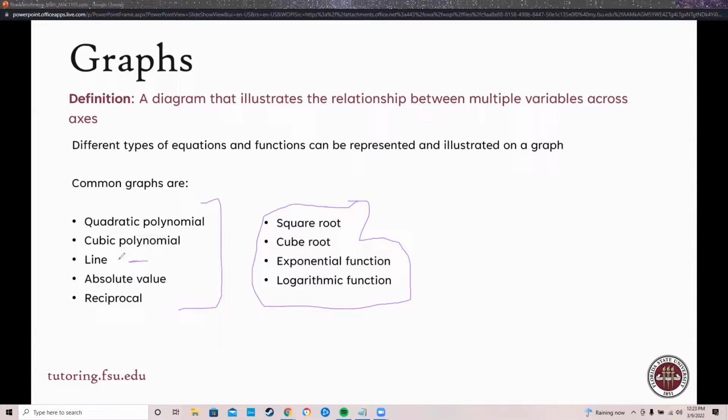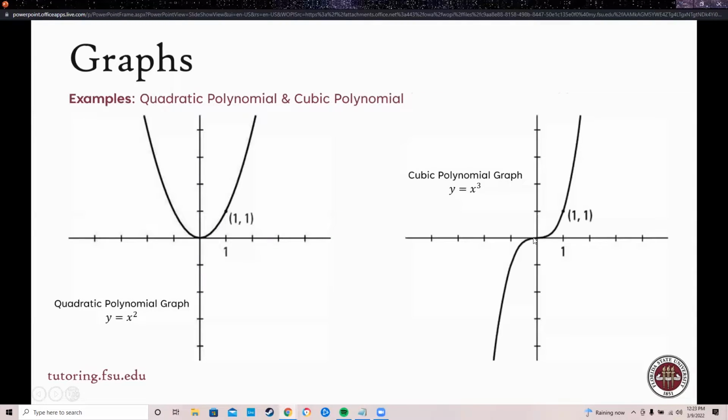All of these types of graphs are useful to identify, and you should get some practice with them for sure. So without further ado, let's get some practice. The cubic and quadratic polynomials go like this. Like I pointed out, quadratic would be like x squared plus yada, yada, yada, and cubic would be like x cubed plus yada, yada, yada.